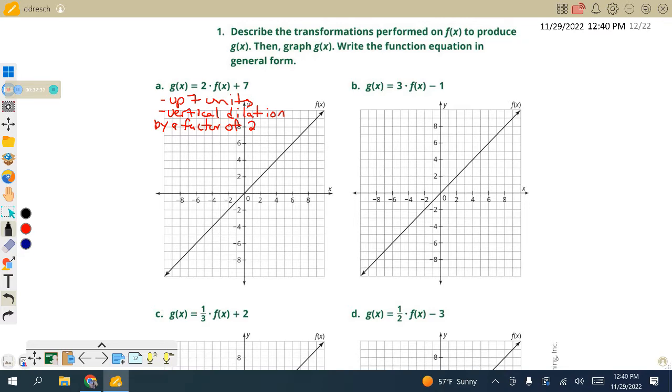All right, let's look at letter B. What are we doing on letter B then? Describe what's happening there. Down 1 and a vertical dilation by a factor of 3. So let's literally state that out. Down 1 unit. And then the other part is vertical dilation by a factor of 3, think of tripling something.